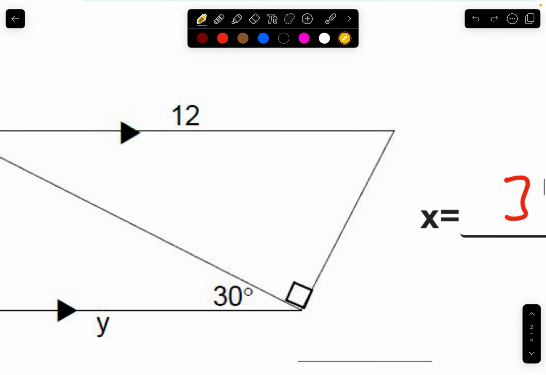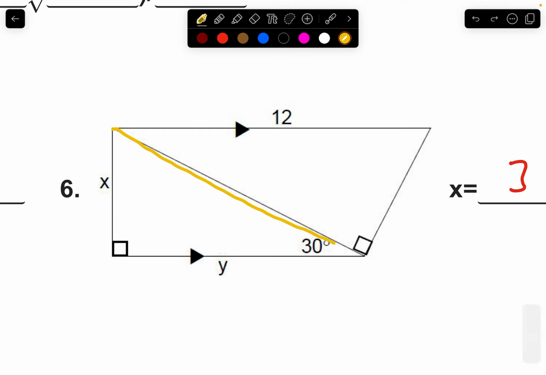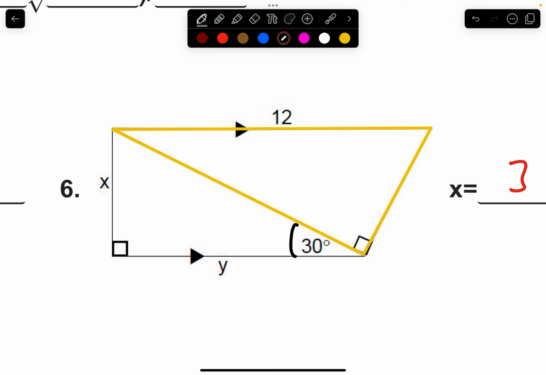Next question. We have 2 triangles again. I'm going to focus on this gold triangle because that's where the 12 is hanging out. I do have to use the parallel lines in this picture. We know that these 2 angles are equal because of the 2 parallel lines, so this has to also be 30 degrees. So looking at the gold triangle, I would know that the short leg is half of 12 and the long leg is the short leg times root 3.